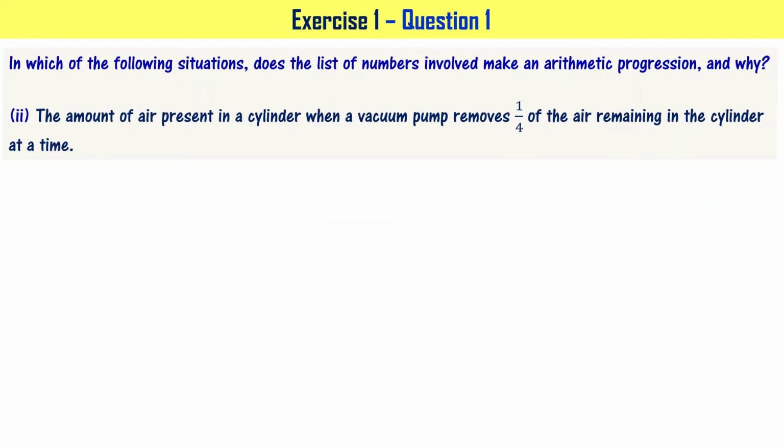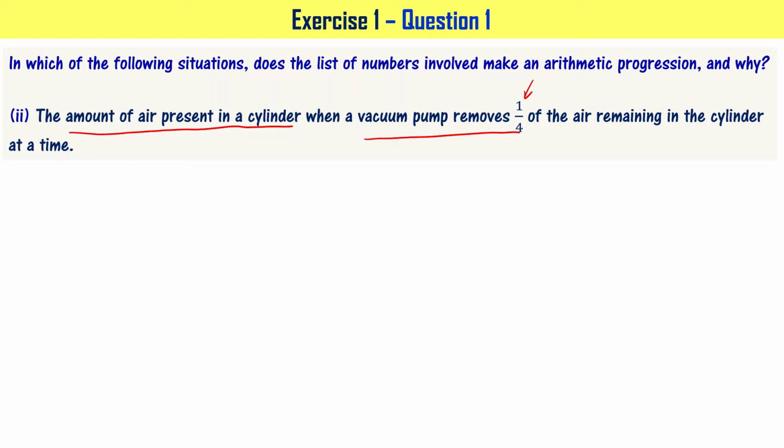And in this particular situation, the list can be obtained by looking at this statement. The amount of air present in a cylinder. Okay, this is going to be the list. Amount of air present in a cylinder is going to be the list when a vacuum pump removes 1/4 of air remaining in the cylinder at a time, right? Meaning when you operate vacuum pump, it is going to remove 1/4 of air present in the cylinder at any time, right?